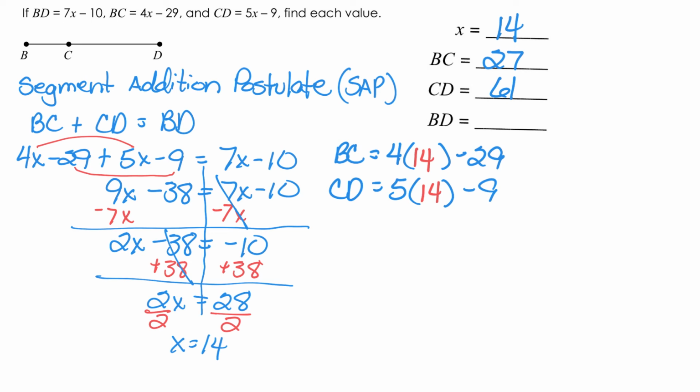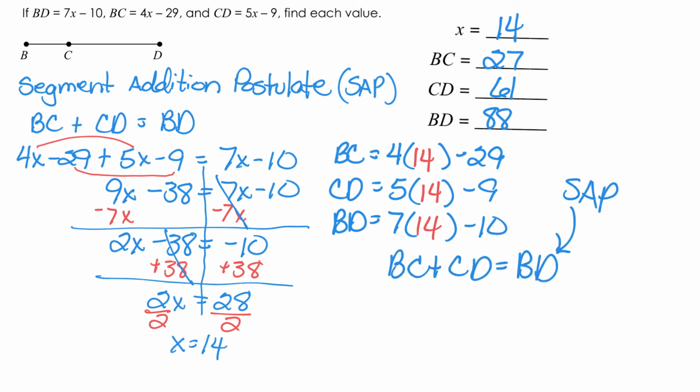Now let's look at BD. Let's substitute 14 for x in BD. So the value is going to be 88. Now we can check our answer to see if it's true. If I go ahead and write the segment addition postulate again and substitute my numbers, is it a true statement? Yes, it's correct.